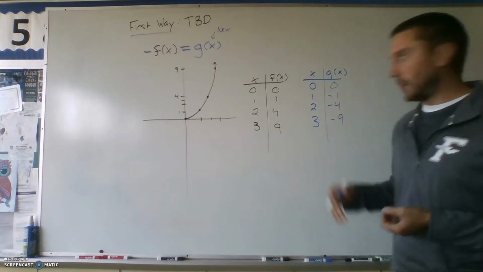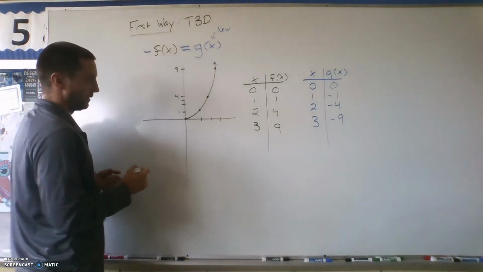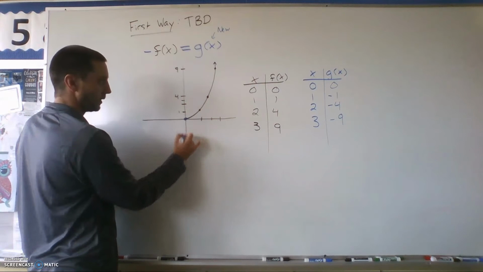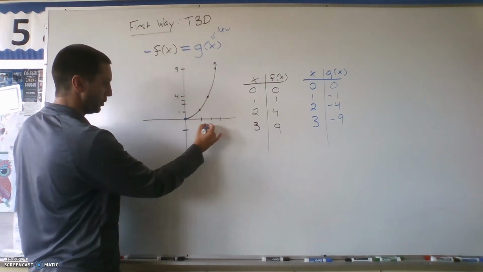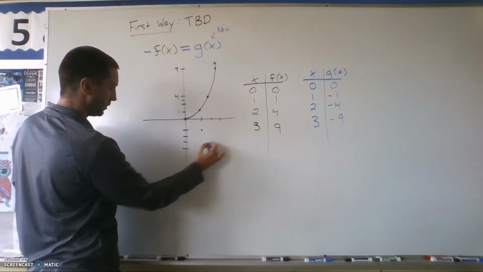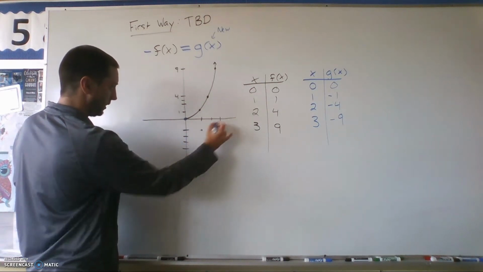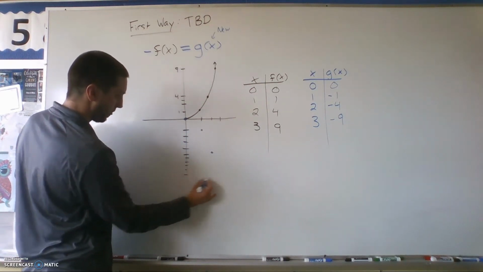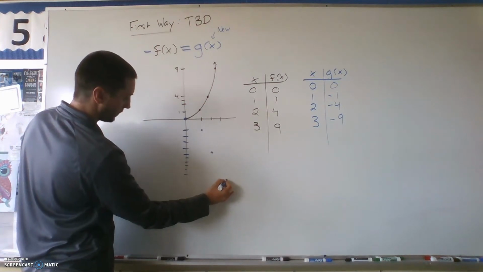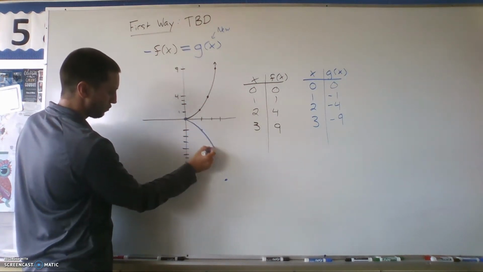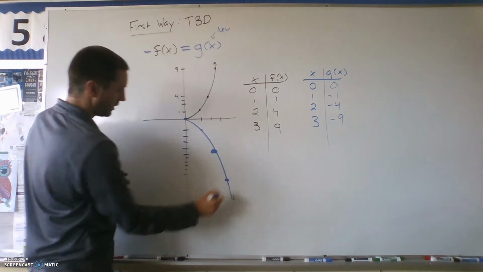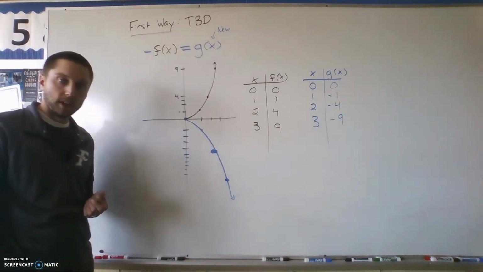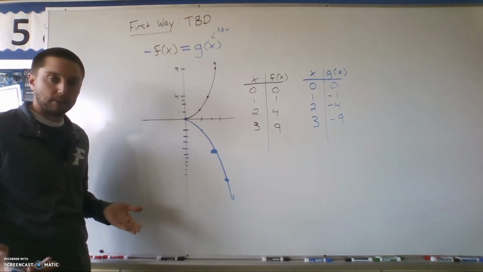Okay, so let's go ahead and plot these points and see where we're at. So 0, 0. So 1, negative 1. 2, negative 4. 3, negative 9. Pretend like I hit all my dots. And there we go. Okay, so what happened here?